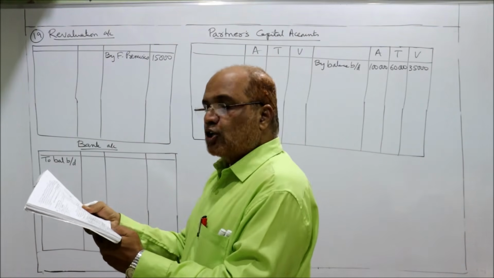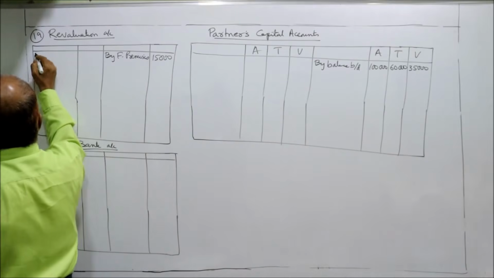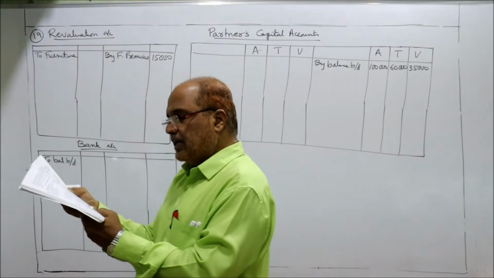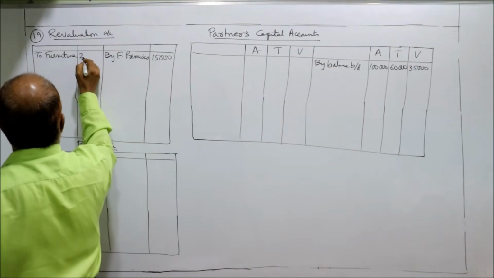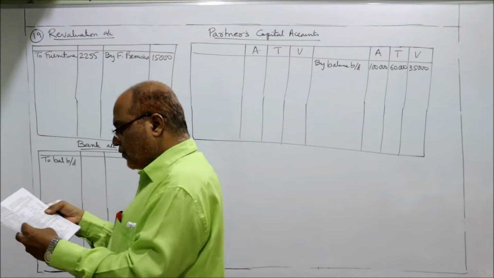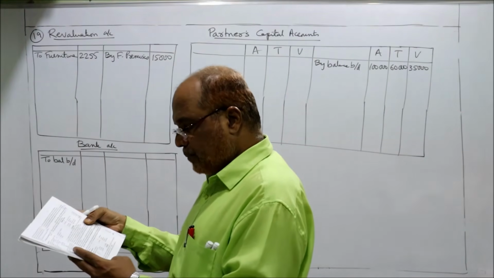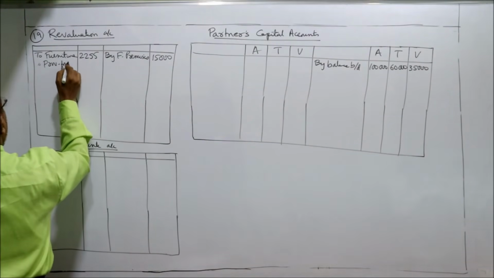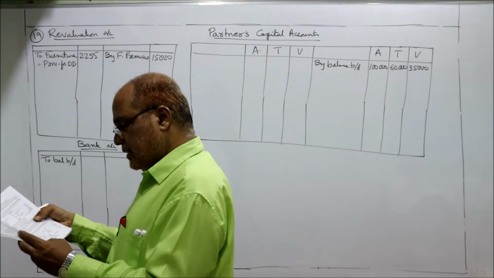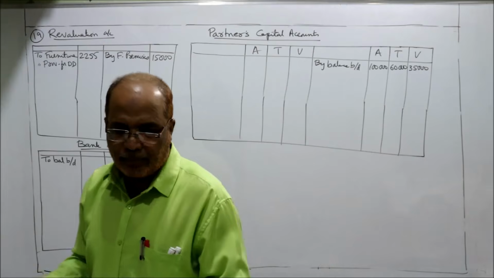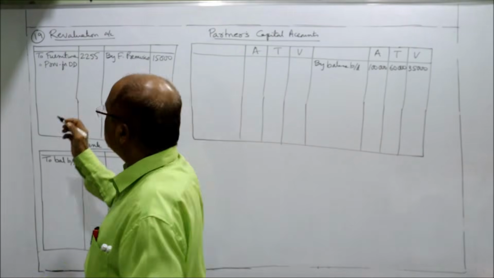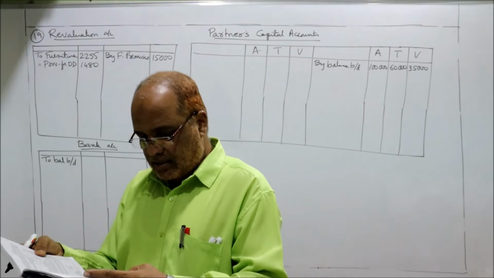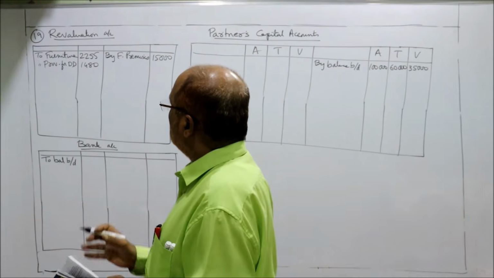Secondly, furniture and fittings to be depreciated. The debit side, furniture and fittings depreciated by 10%, 2255. 10% of 22,550 is 2255. Then provision for doubtful debts, revaluation account debit to provision for doubtful debts. It is 5% of debtors. So 5% of 29,600 comes to 1480. Then that's it. Only these are the items.